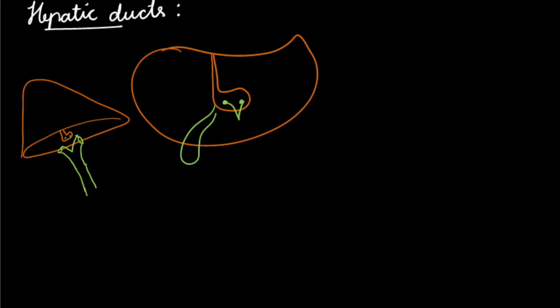And this common hepatic duct is around 3 centimeters, and it runs downwards, and finally it ends up joining with the cystic duct on the right side.